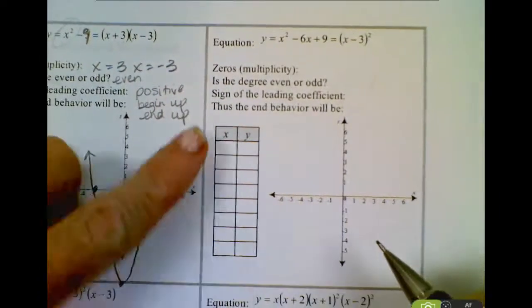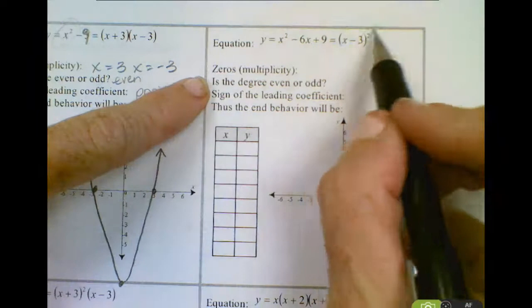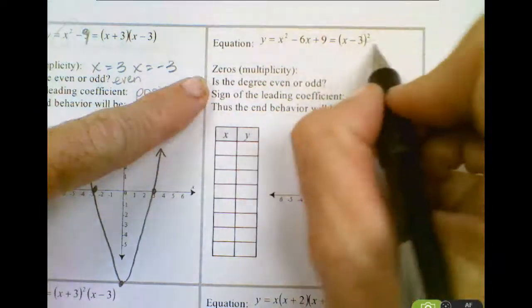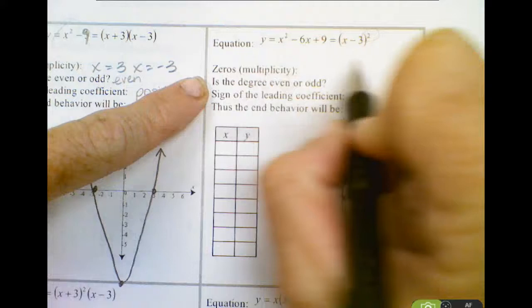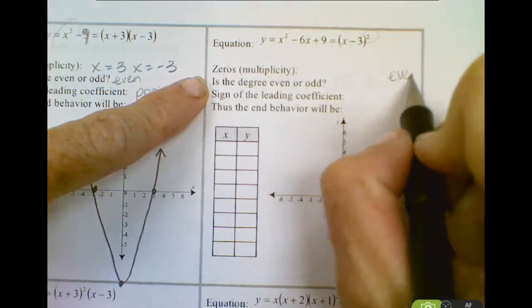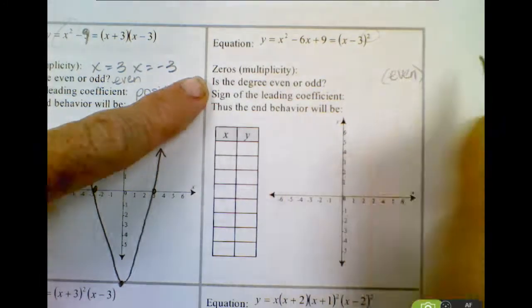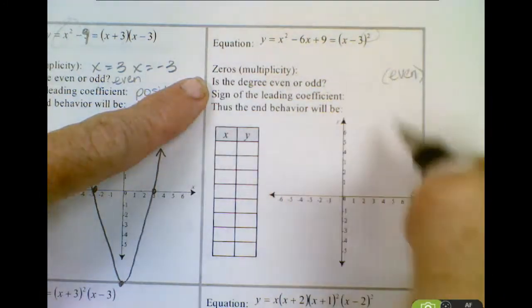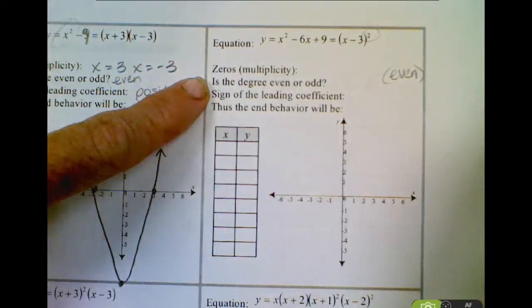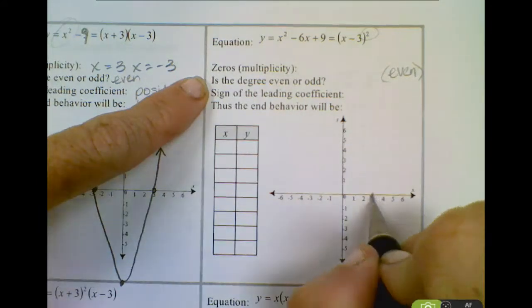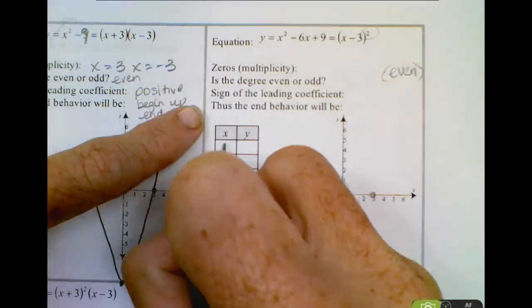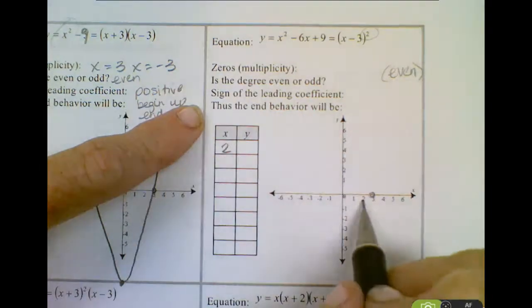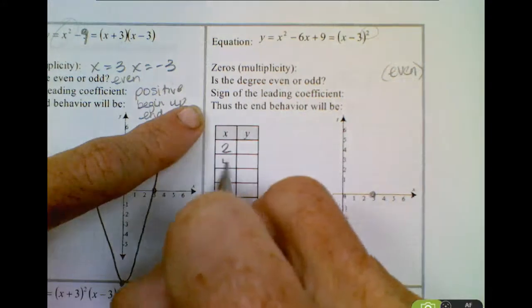Okay, second one, zeros. Do we have multiplicity? We do have multiplicity. We have the same factor twice. This is what we mean by multiplicity. Okay, and our multiplicity is even. It happens twice. That means that when we hit that point of 3, it's going to bounce off of that point for the graph. So we have a zero of 3. Now, just for curiosity's sake, let's plug in one larger than that number and one less than that number.